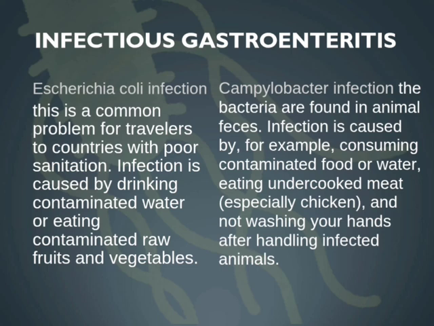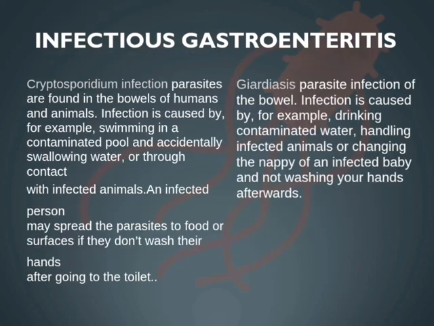Infectious gastroenteritis. Several specific infections fall under this category. E. coli infection, common among travelers, spreads through contaminated water or raw fruits and vegetables. Campylobacter infection, found in animal feces, is spread by consuming contaminated food or undercooked meat. Cryptosporidium infection from parasites in humans and animals spreads through contact with contaminated water or surfaces.